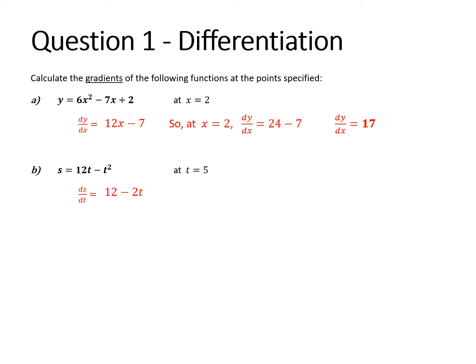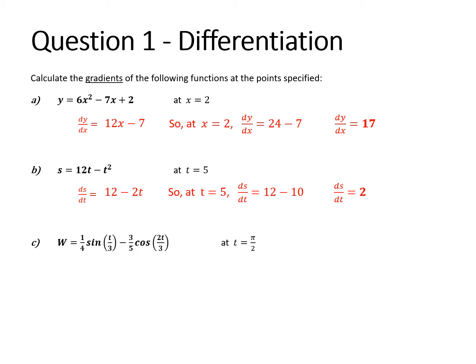If you're not quite sure about how to do that, you need to look at some of the previous videos which will show you how to differentiate polynomials. Now we've got the derivative, we now need to put in the value where we want to find the gradient, and we want to find the gradient when t is 5, so we put 5 into this, so it's 12 minus 2 times 5, or 12 take away 10, which will be 2. So our gradient of s equals 12t minus t squared when t is 5 is actually 2.